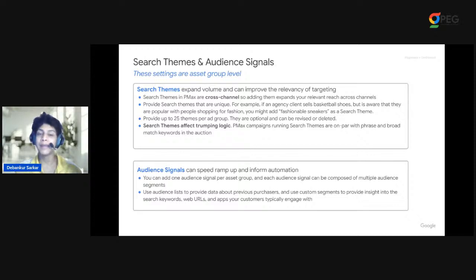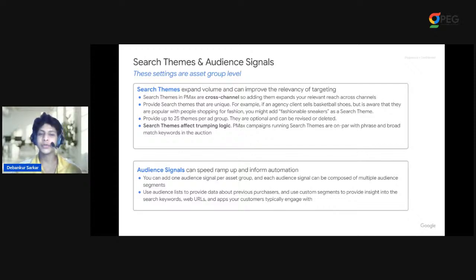You can add one primary audience signal per asset group, and each signal can be composed of multiple different audience segments. This allows you to layer different audience characteristics, right? You can leverage your audience lists to provide data about previous purchasers. These are highly valuable for retargeting or creating lookalike audiences as well. You can also use custom segments based on insights into the search keywords, web URLs, and apps that your customers typically engage with. This also helps the AI understand their interests and behavior.